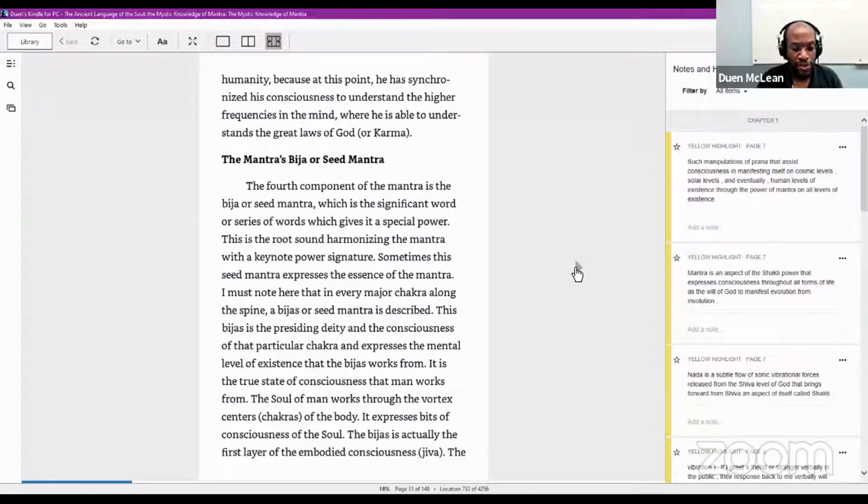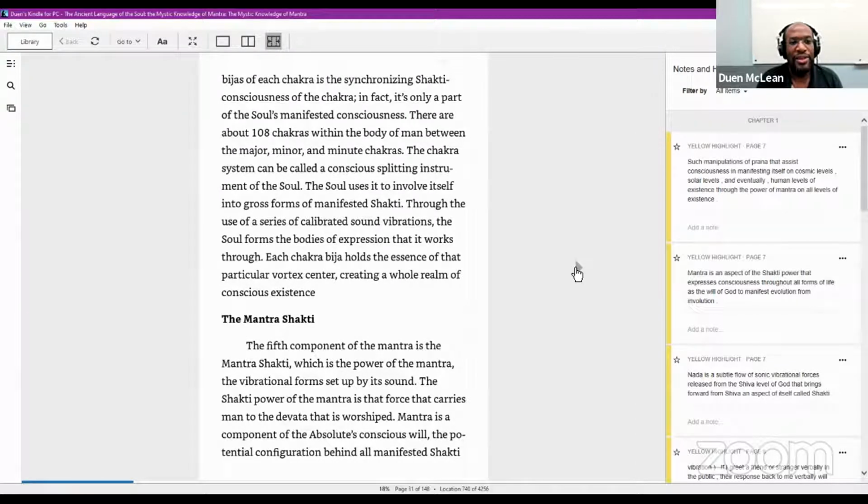The soul of man works through the vortex centers, chakras of the body. It expresses bits of consciousness of the soul. The Bijas is actually the first layer of the embodied consciousness, Jiva. The Bijas of each chakra is the synchronizing Shakti consciousness of the chakra. In fact, it's only a part of the soul's manifested consciousness.